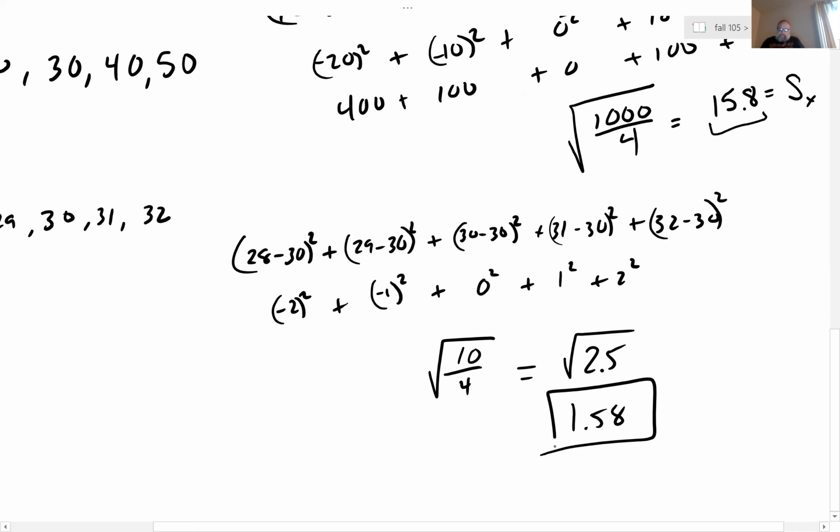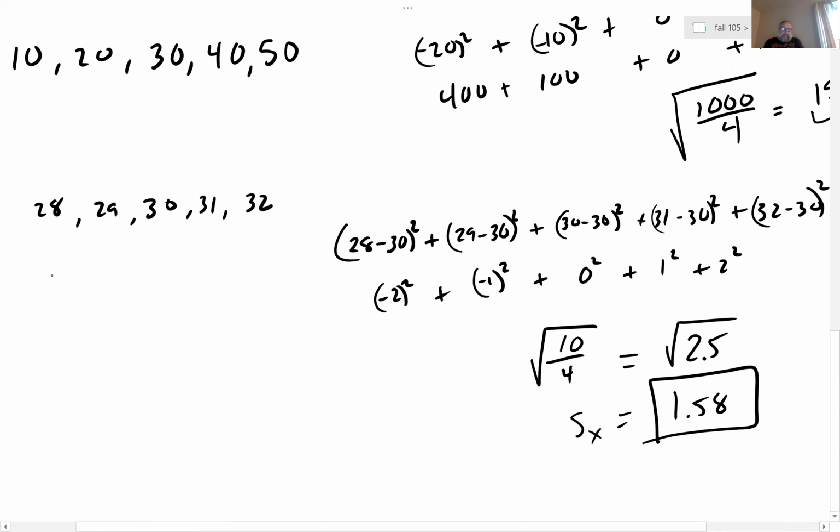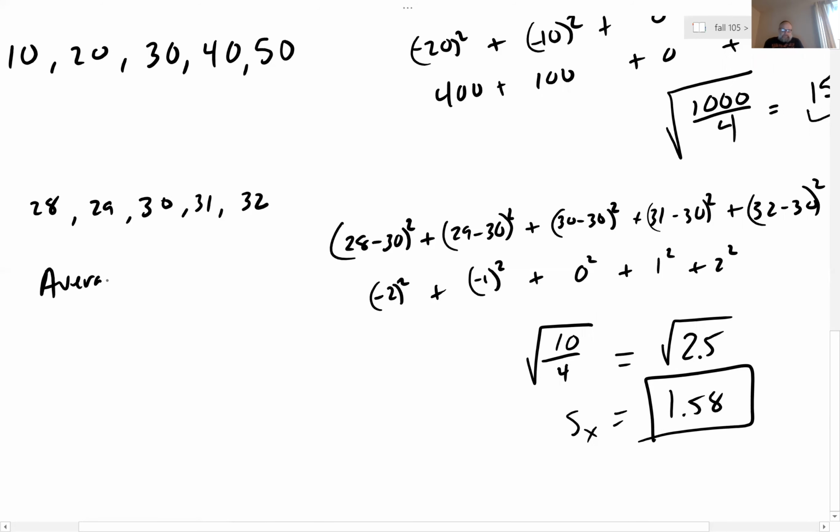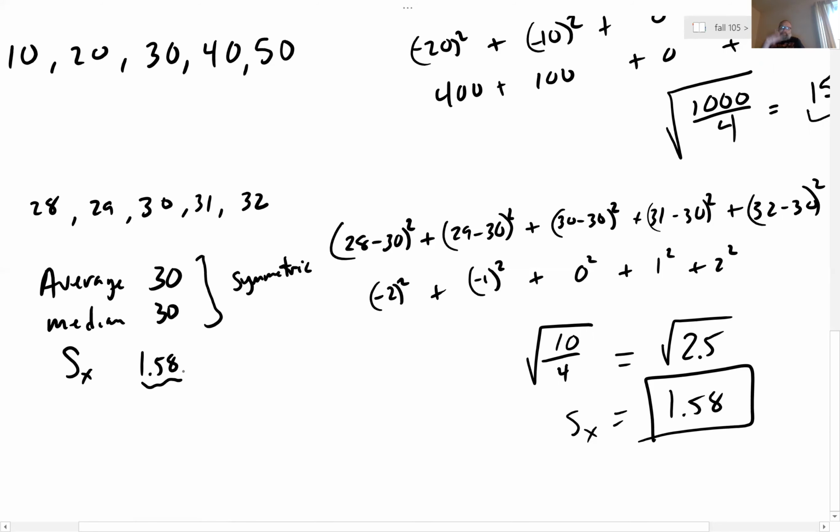So when you compare these two things, you say, listen, I have this data set. It's got an average of 30. It's got a median of 30. That right there tells me, since they're the same, that this thing is symmetric. I have the same on both sides of the mean, okay? And it has a standard deviation of 1.58.